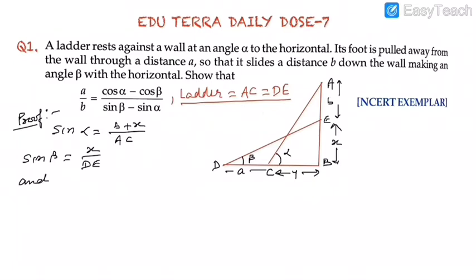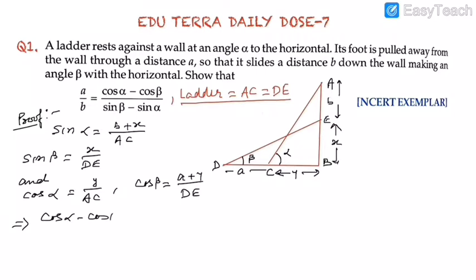Now what do we have to find? Cos alpha. So cos alpha means base upon hypotenuse, so y upon AC, and cos beta equals again a plus y upon DE. Now substitute all the values in the RHS and try to solve it simply with patience.